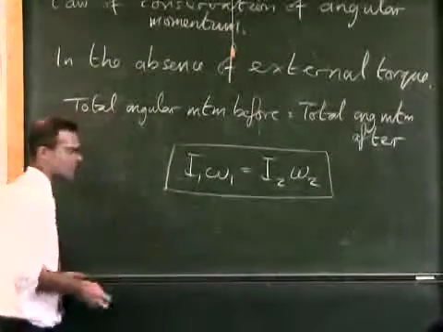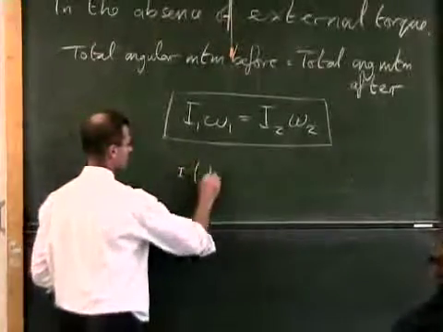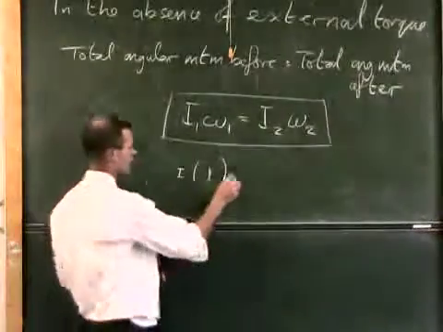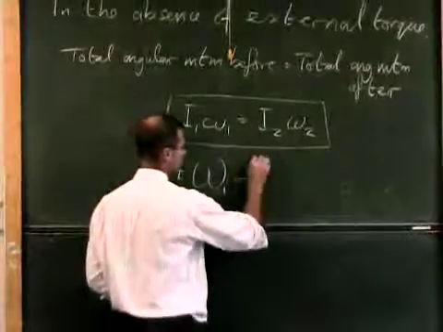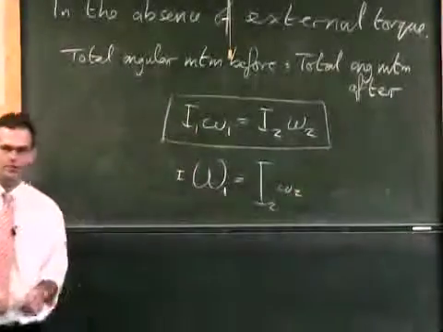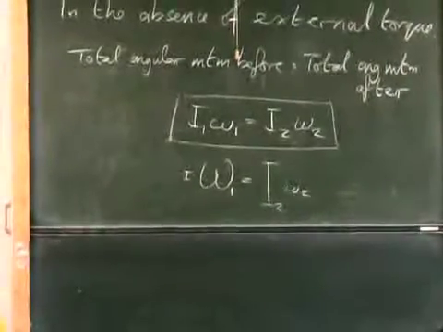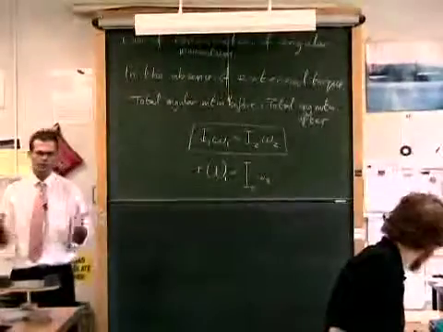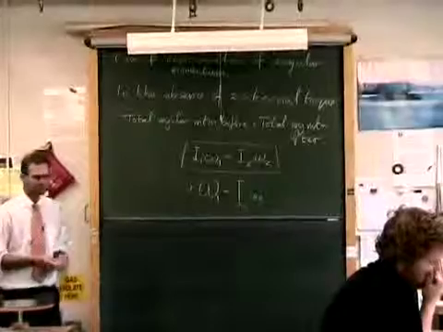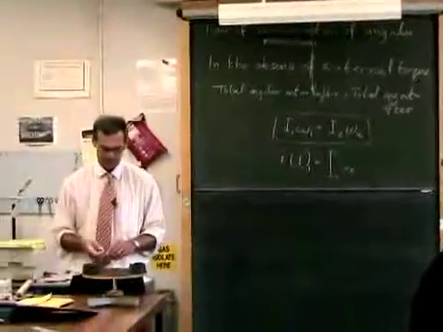In the case that we've just seen with the masses, we had a small moment of inertia times a high angular velocity, that then equaled a much bigger moment of inertia, I2, times a much smaller angular velocity. So if you double the moment of inertia, you'll halve the angular velocity. Triple the moment of inertia, you'll make it a third the angular velocity. Still doesn't explain the skater, but we'll come back to that in a moment.